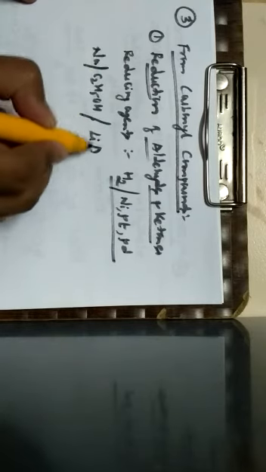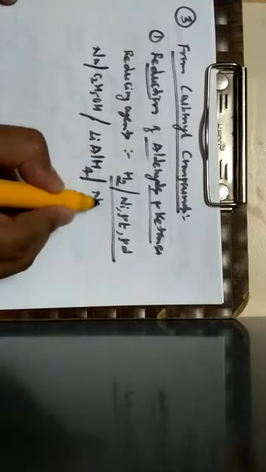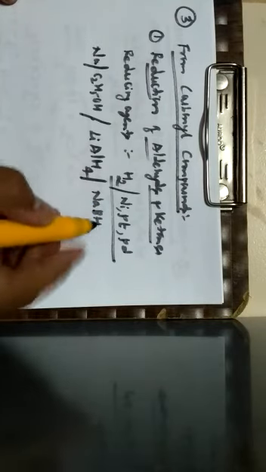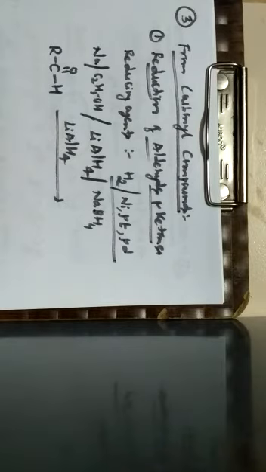Or else we can utilize lithium aluminum hydride, which is the strongest reducing agent. Or else we can also utilize sodium borohydride, that is NaBH4, as another reducing agent. So all these are considered as the strongest reducing agents. By utilizing these reducing agents, when I utilize an aldehyde, this is the general formula of an aldehyde. When an aldehyde is subjected to reduction, you can use any one of the reducing agents mentioned here.